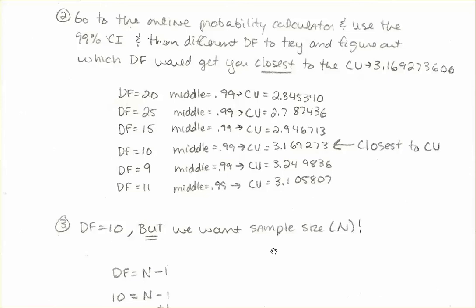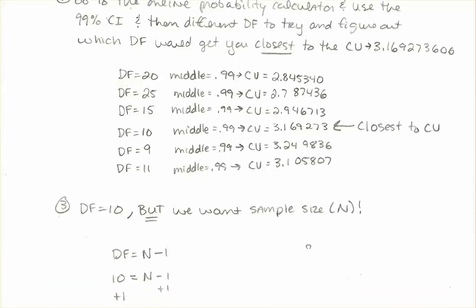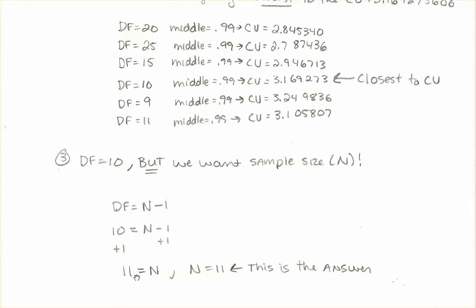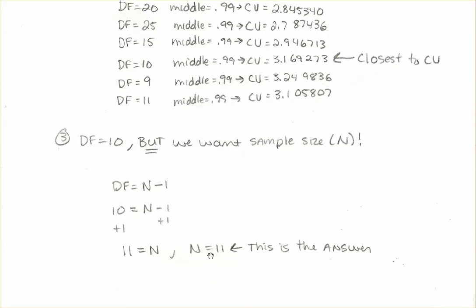We do not want the degrees of freedom. We want sample size. So once you get the degrees of freedom, put it back into the equation, which just means basically add 1, and that 11 is the actual answer. So don't get the degrees of freedom confused with your n. We don't want degrees of freedom, even though you need to find the degrees of freedom. You then use that degrees of freedom to actually solve for n. So n is the answer.